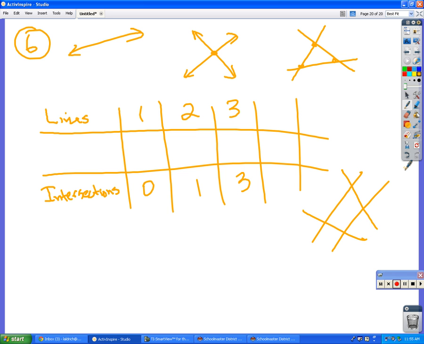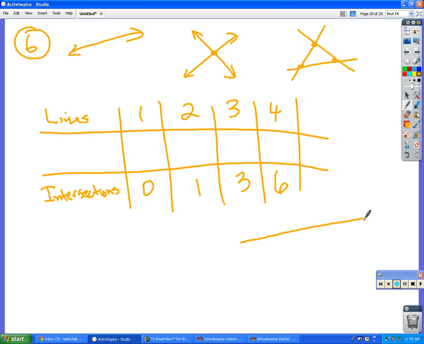I don't know, is it 6? I guess it's 6 because none of them are parallel. Is that what it said? Right, so something like that. How many times does that cross? 6, is that what we wanted? It's not 4, oh, it's not 4 lines. That's too many lines. Okay, so let's try this again.